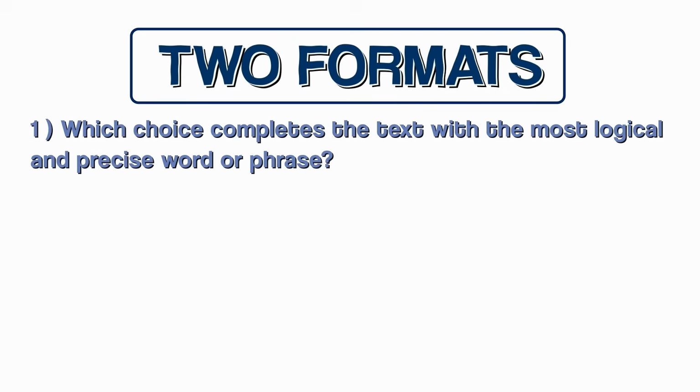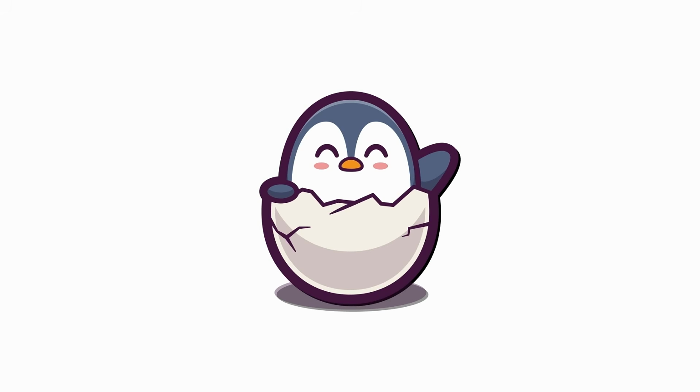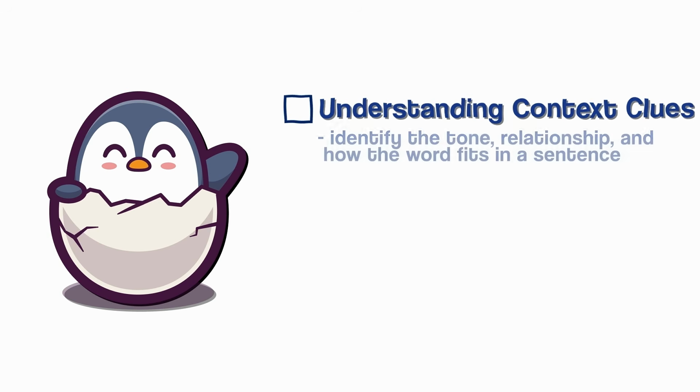There's two formats that show up. What choice completes the text with the most logical and precise word or phrase? Or, as used in the text, what does the word blank most nearly mean? The way to approach these problems is by, one, understanding context clues. Basically understand the tone of the sentence, relationships between sentences, and how the word fits in.